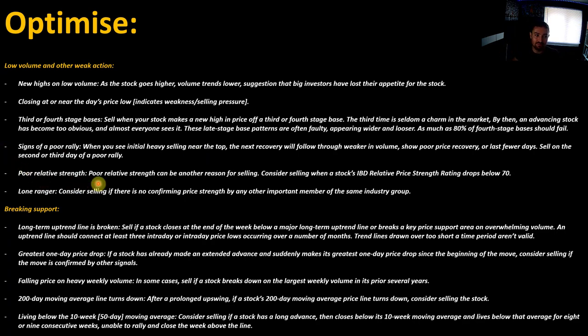Poor relative strength can be another reason for selling. Consider selling when a stock's IBD relative strength rating drops below 70. Lone Ranger: consider selling if there is no confirming price strength by any other member of the same industry group. Breaking support, as we've basically been talking about: look out for those change of character behaviors, slicing through key moving averages. Living below the 10-week line for a prolonged period of time is not usually a good sign either.